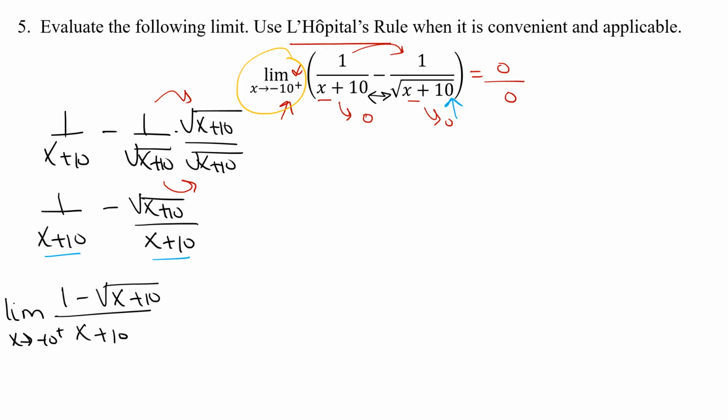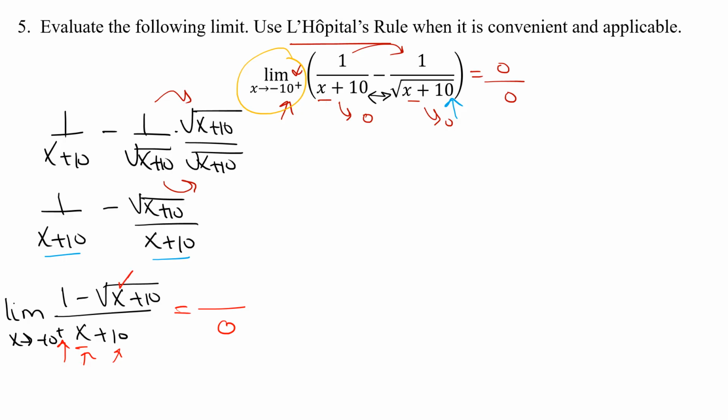Let's see what's going to happen here. We know that exactly at negative 10, if we were to plug in negative 10 here, that would give us 0 in the bottom. But here we're just approaching negative 10 from the right. So we're getting closer and closer to negative 10 from the right side. What's happening then in the bottom? As we're getting closer and closer to negative 10, we actually end up getting closer and closer to 0. So the bottom is approaching 0 as x is approaching negative 10 from the right.